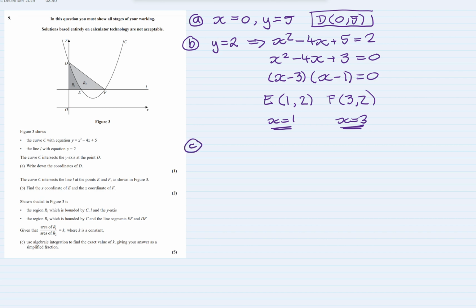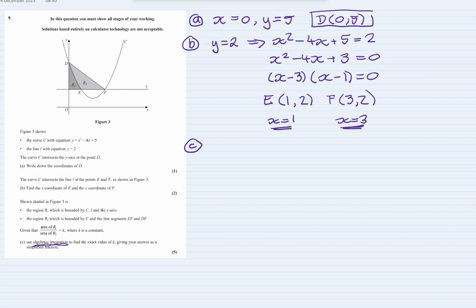So part C, we have got shown in the diagram the region R1 is bounded by C and L and the y-axis. So we can see this region R1 that's here. And the region R2 is bounded by C and the line segments EF and DF. So this is my line segment EF, and this is my line segment DF, and I can see that segment there. And it's told me that the area of R1 divided by the area of R2 is equal to K, where we've got some constant. So we need to use algebraic integration. And again, this is your indicator that we can't just use the calculators here.